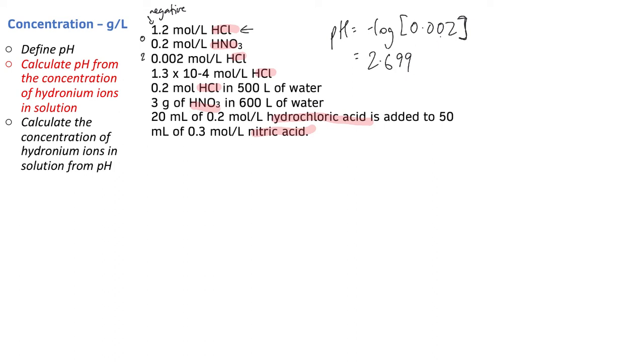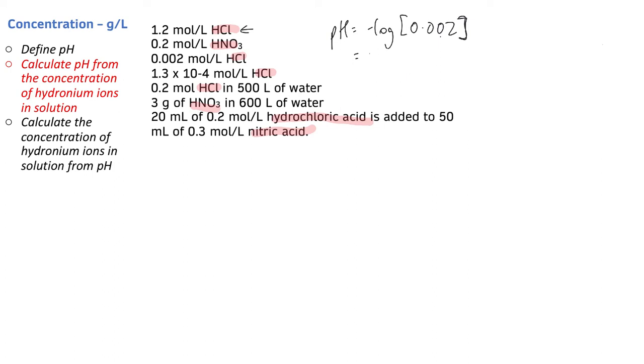So what you'll notice is that as the concentration of acid goes down, the pH goes up. So concentration of H3O+ is inversely proportional to the pH, and it's a logarithmic scale. As your concentration goes up, the pH goes down, or if the concentration of hydronium ions goes down, the pH will go up. All right, let's look at the next one.